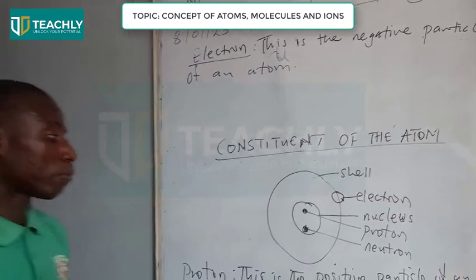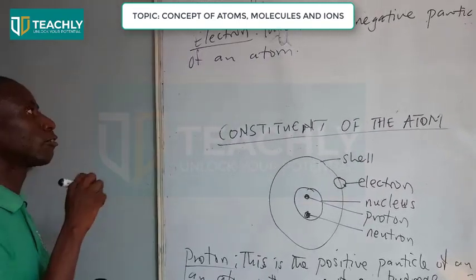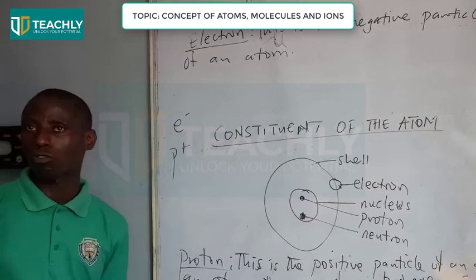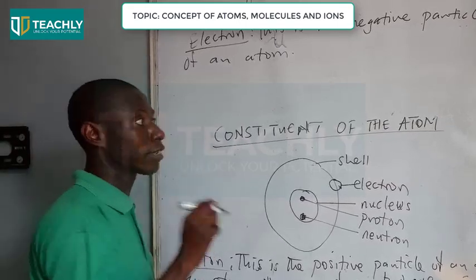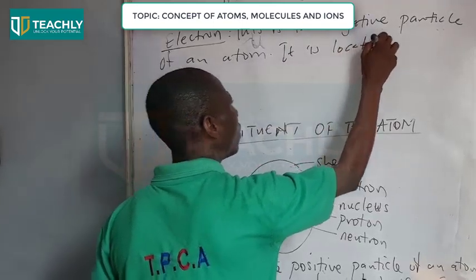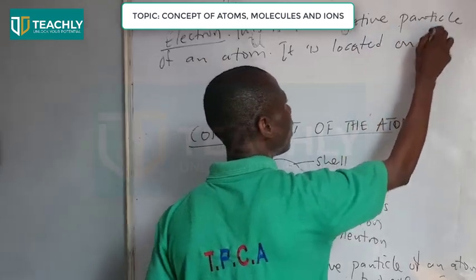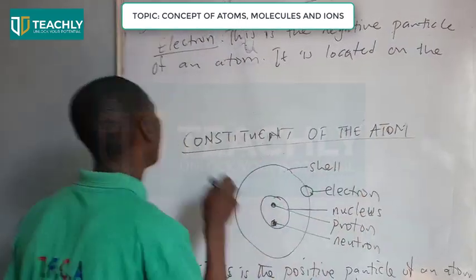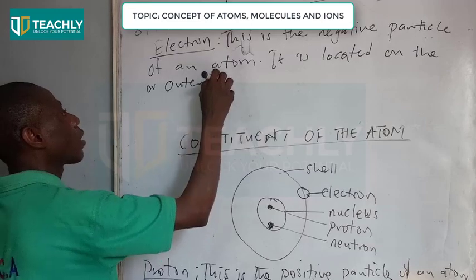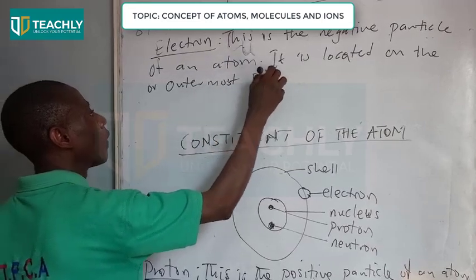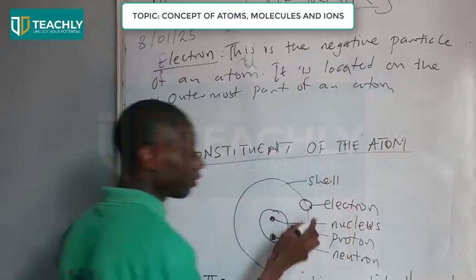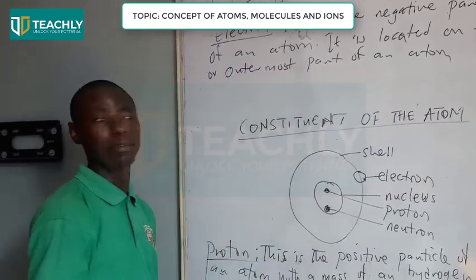The electron has a negative charge. Anytime you see the electron, it is always carrying minus, and anytime you see a proton, it always carries plus, positive. Because of this, the electron is located on the shell, the outermost part of an atom. We always see the electron on the shell, revolving around.